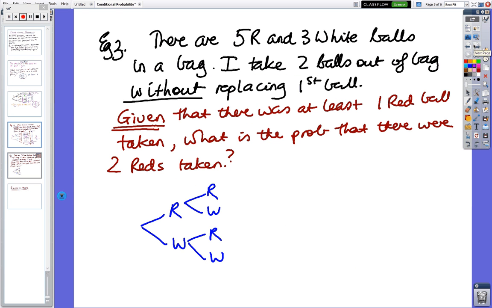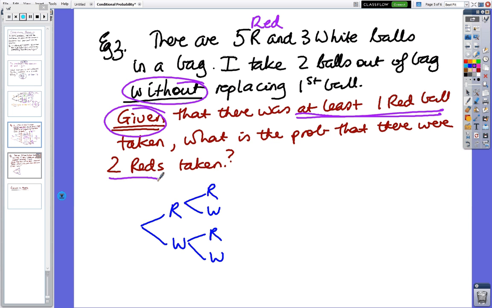Okay, so we're looking at the last one, example 3, where the outcomes aren't equal. So let's have a look at this. We've got 5 red balls and 3 white balls in a bag. I take 2 balls out of the bag, and one of the conditions is you don't replace the ball, but that's not the condition. Given that there was at least one, so note that word given, there was at least one, what's the chance that there's 2?